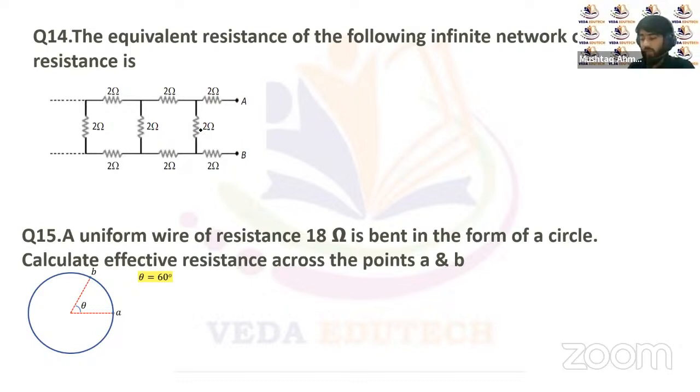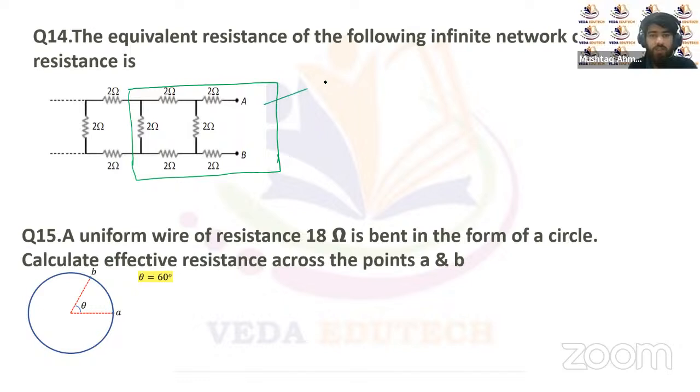We'll try to solve this network. Let's suppose the repetition of the network is from here. After this point the repetition occurs, and this repetition will also go to infinity.